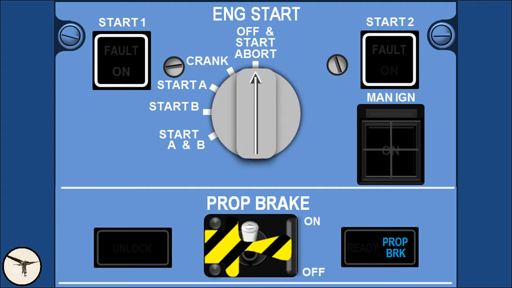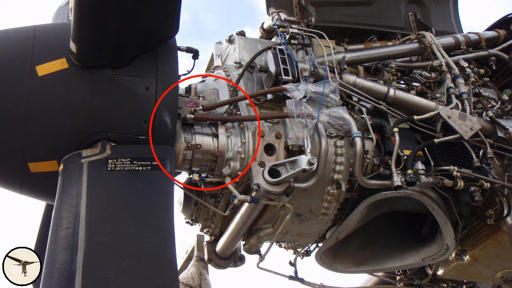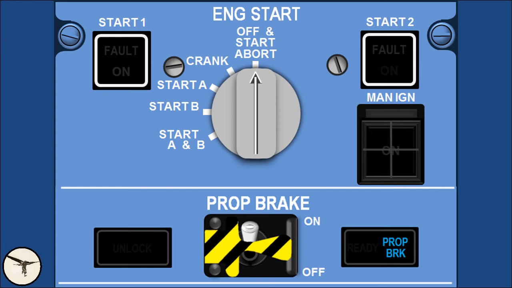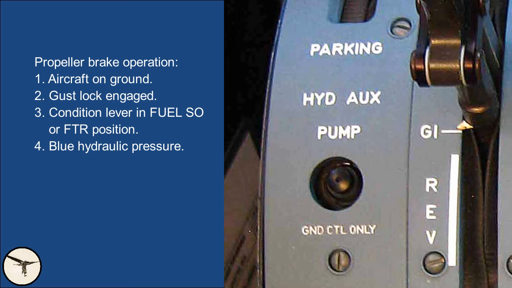On the overhead panel, we have engine start and propeller brake panels. The propeller brake is attached to the propeller gearbox on engine number 2, which is on the right side. With the propeller brake engaged, the engine can run while the propeller is not turning. In order to engage or disengage the propeller brake, there must be blue hydraulic power.